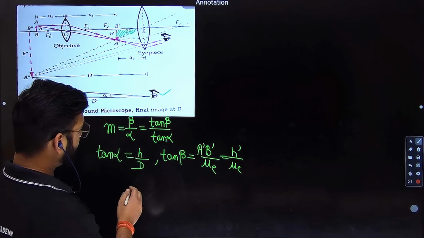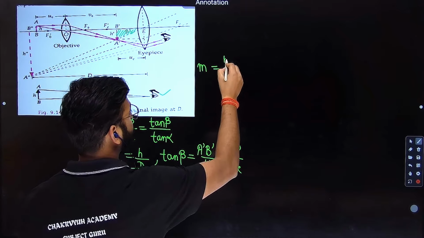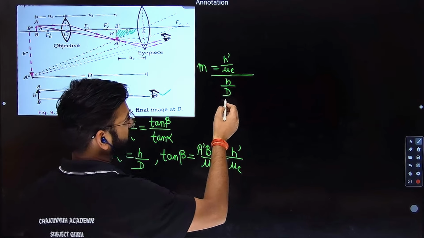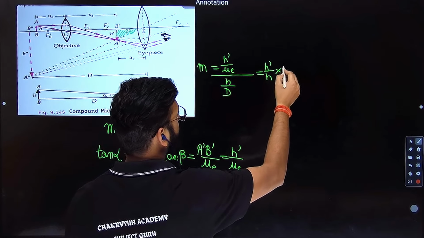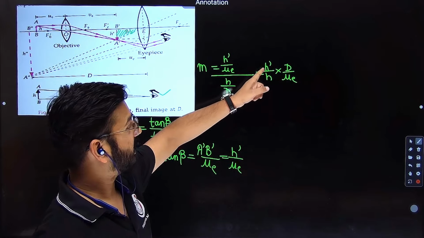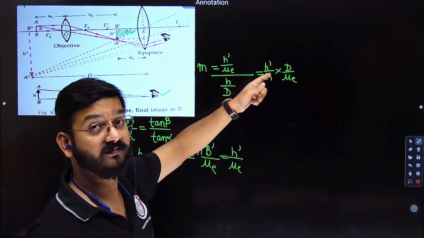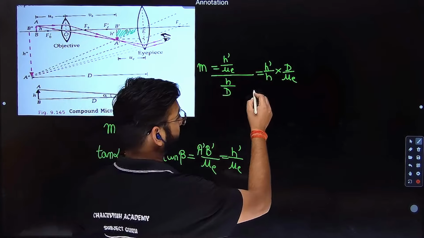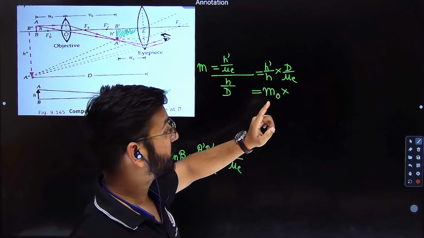Now, divide both. So when I divide both, what will be the magnifying power if you divide both? Tan beta, H dash by UE, divided by H by D. So when you simplify this, what will you get? H dash by H into D by UE. Or just observe one simple thing. What is H dash by H? Height of the image of the objective divided by height of the object of the objective. Image by object for the objective will be magnification of the objective into D by UE, D by X.